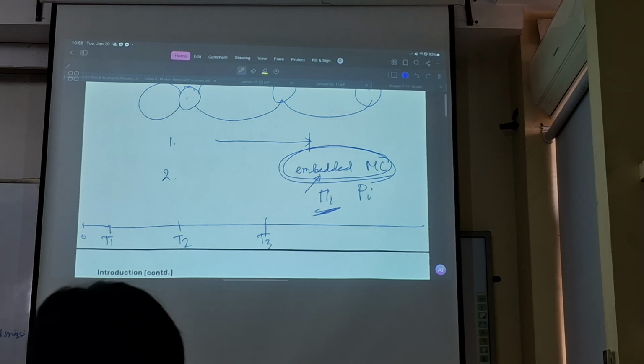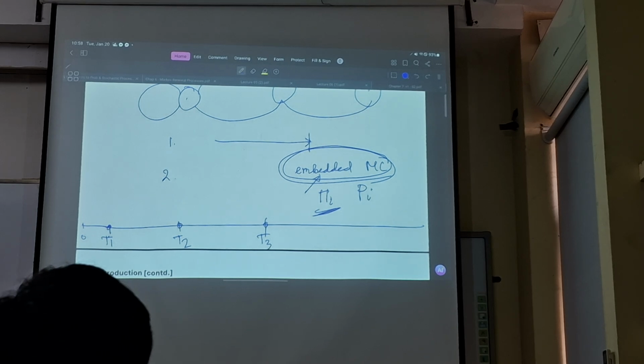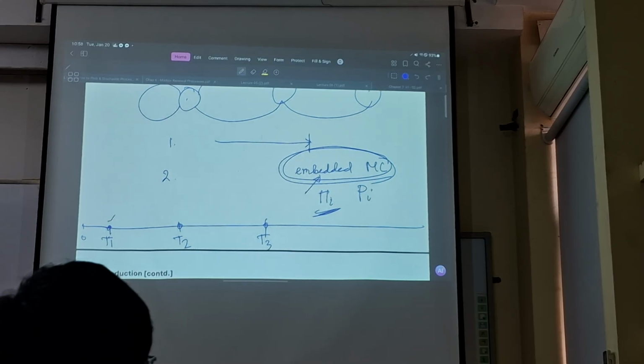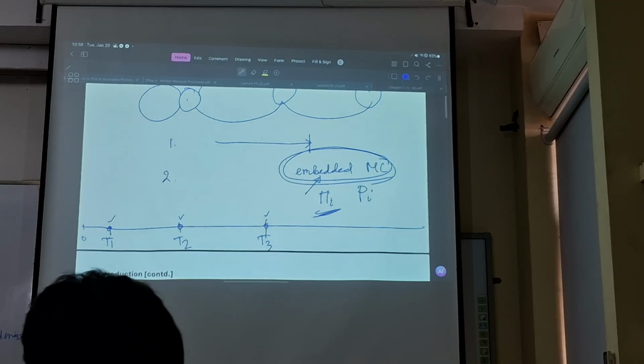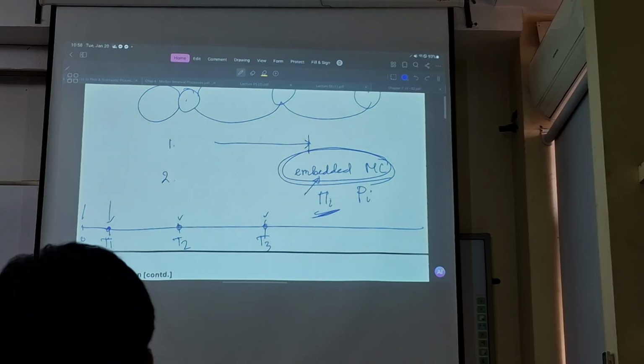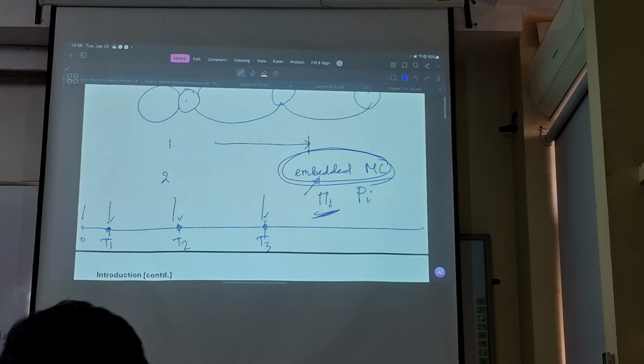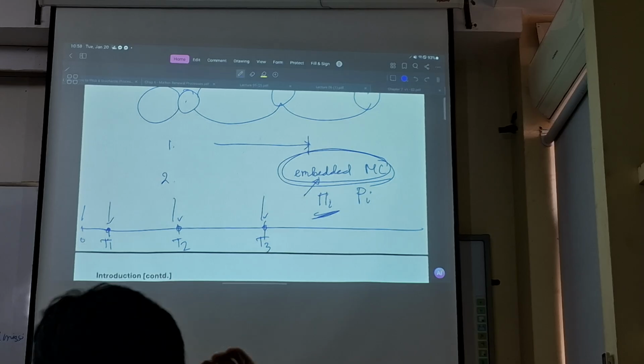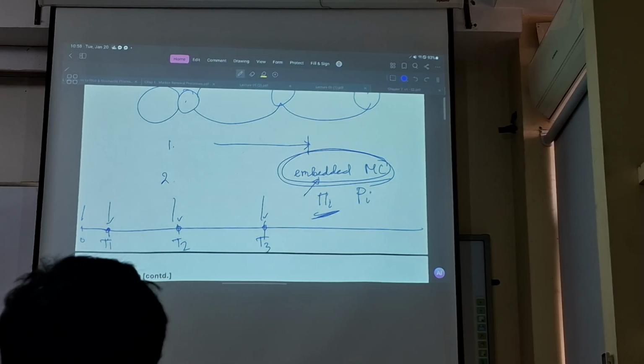What we are doing? We are considering this point, and this point. What happens to the process? A transition occurs here, another transition occurs here, another transition occurs there. Actually, we are considering that these are one time unit. Is this clear? Then this embedded Markov chain always becomes a discrete time Markov chain.